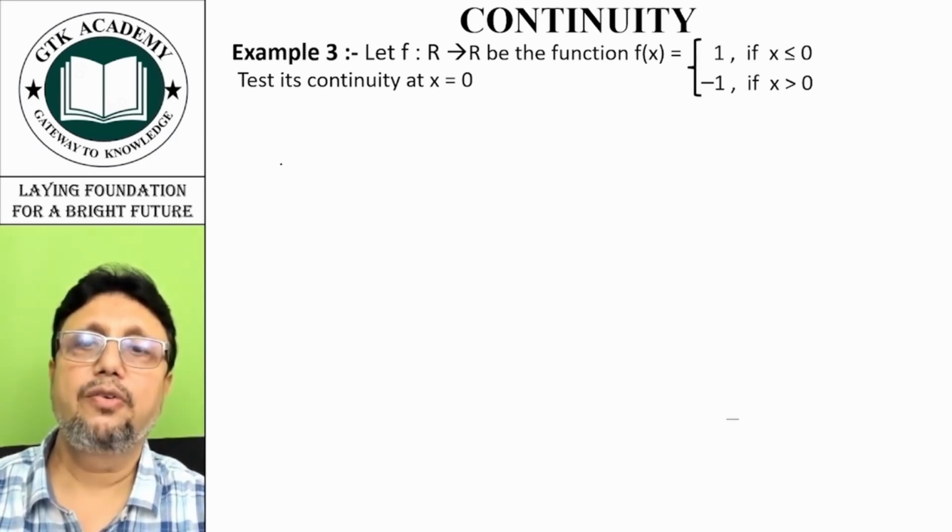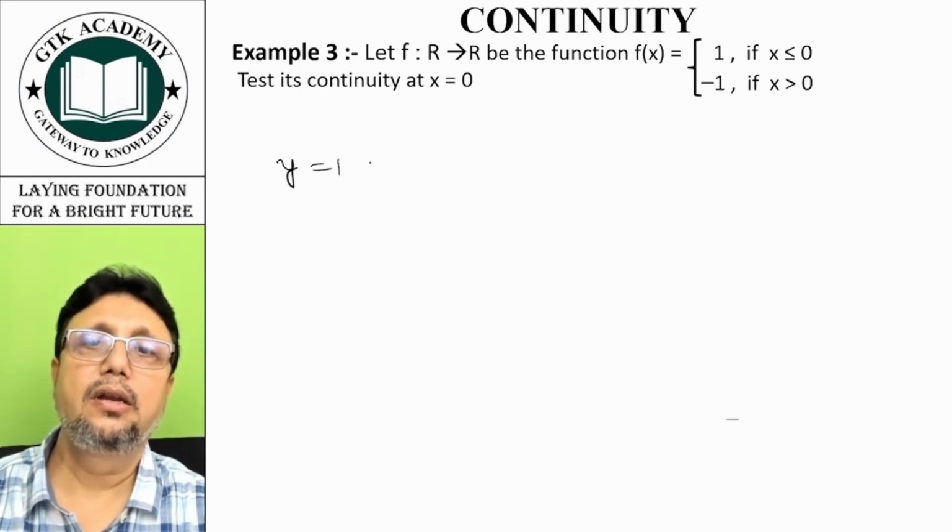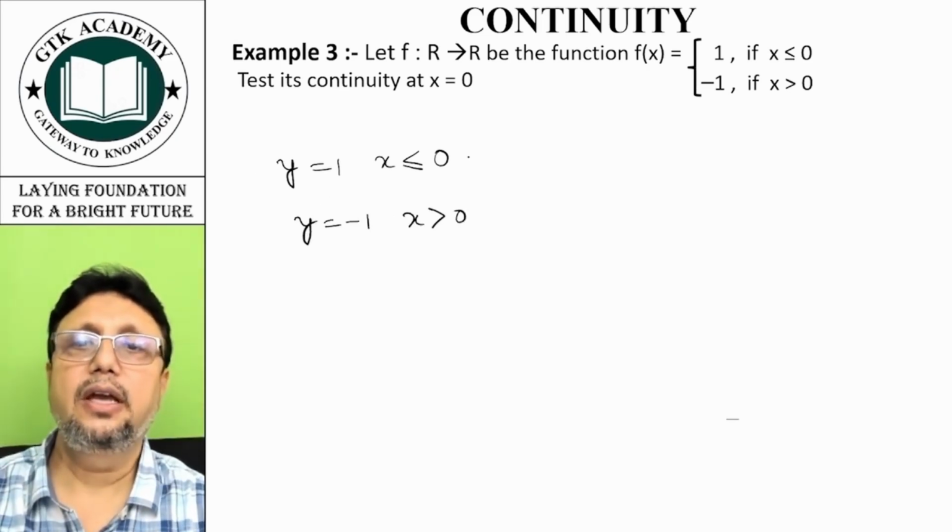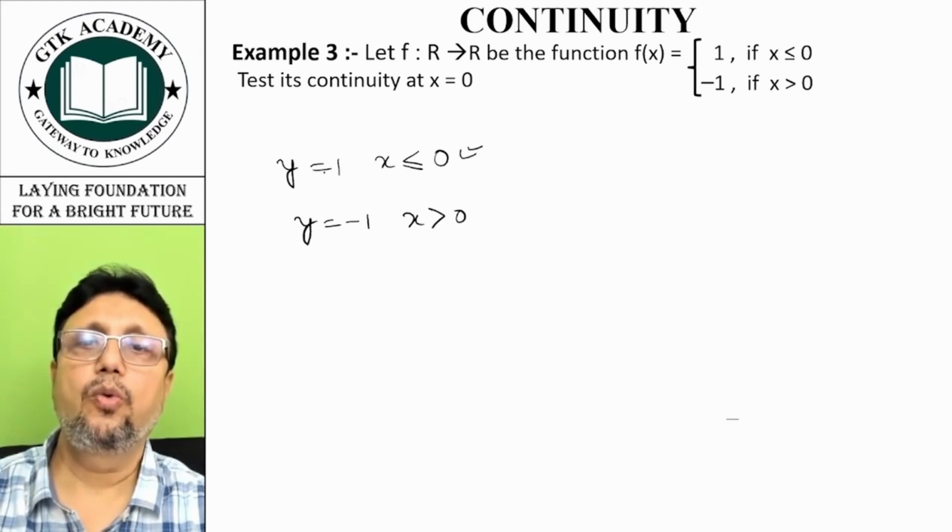Now if you draw the graph, y is equal to 1 for x is less than or equal to 0 and y is equal to minus 1 for x is greater than 0. That means if x is less than 0, y is equal to 1.